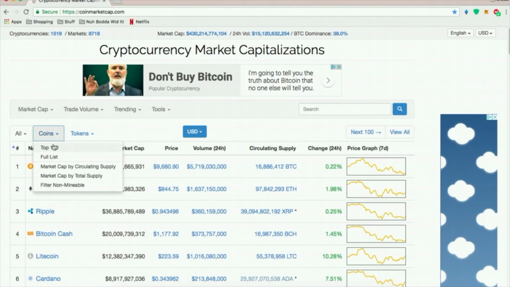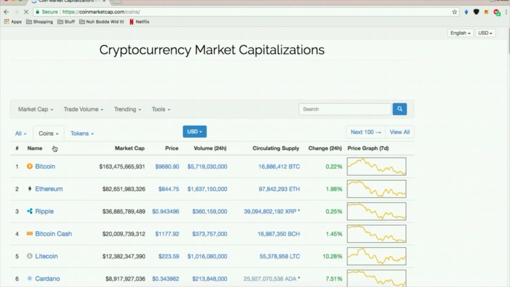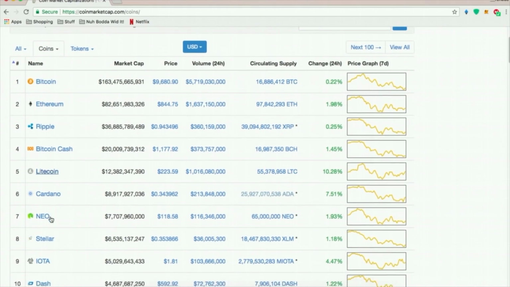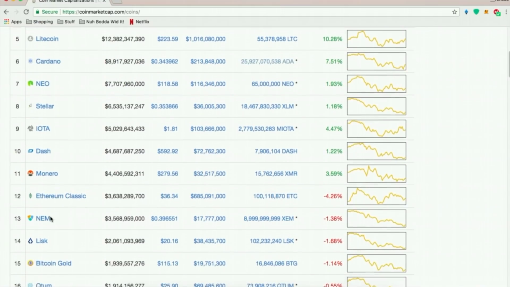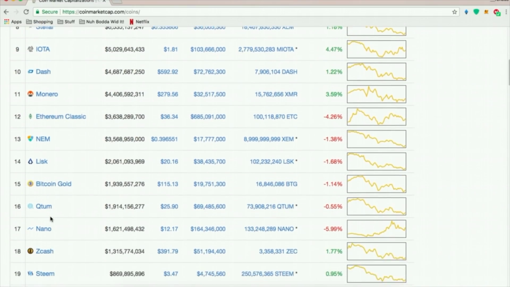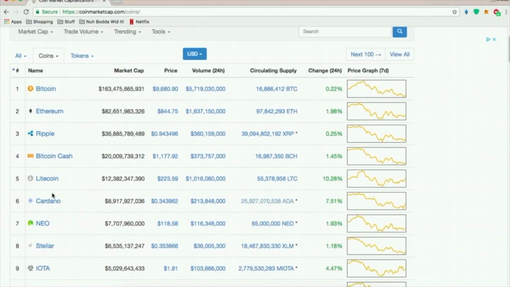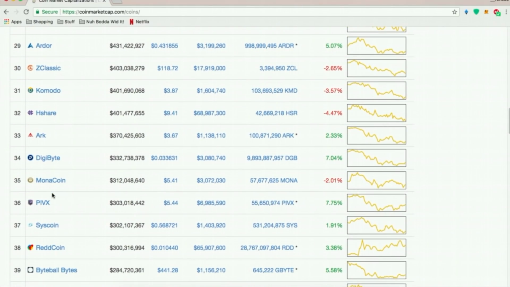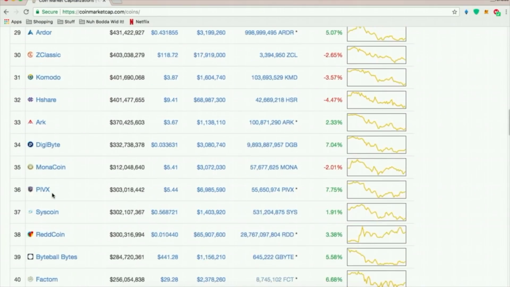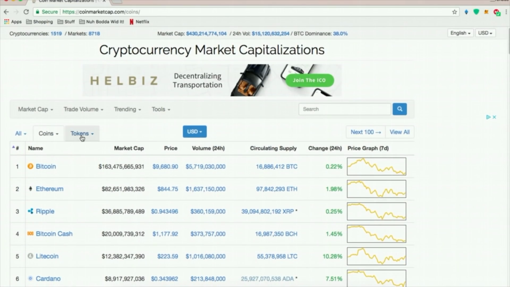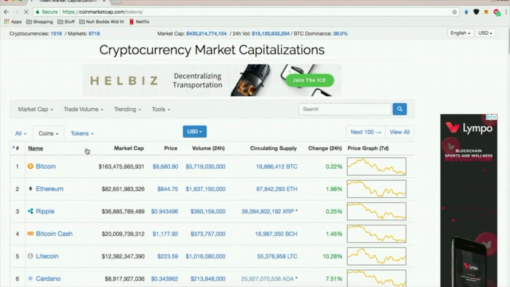So when you go to coins, top 100, you can see that there are no tokens listed here, right? There's no VeChain, there's no Tron, there's no Icon, there's no Go, there's nothing. These are all coins. These are all basically, quote-unquote, platforms that you could build a token off of, right? So let's go to tokens, top 100.